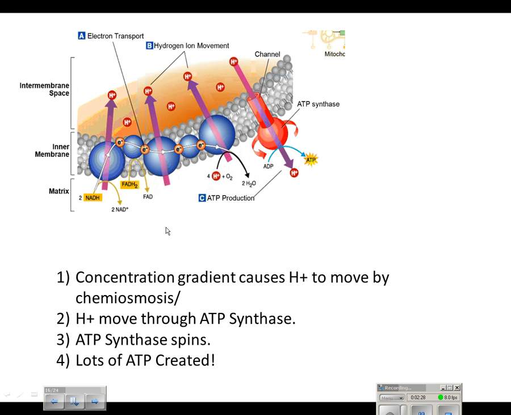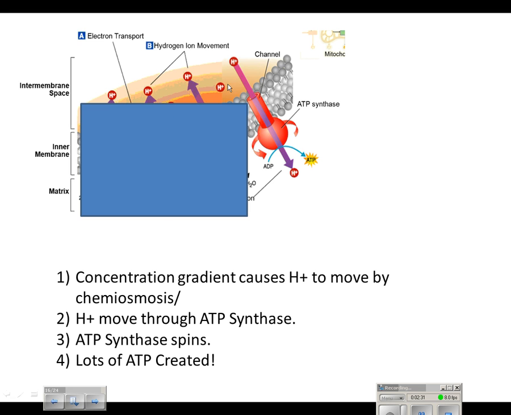And the last part of this actually is with that concentration gradient, because we have so many hydrogen ions up here and we have a concentration gradient, they're going to want to move to where there are less ions. And they're going to move by the process of chemiosmosis, just like in photosynthesis. So as they move, the hydrogen ions are going to pass through the ATP synthase, and that's going to cause the ATP synthase to spin. And as that spins, the ADP is going to pick up those phosphates and become attached, so it forms ATP. We get lots of ATP from this process.